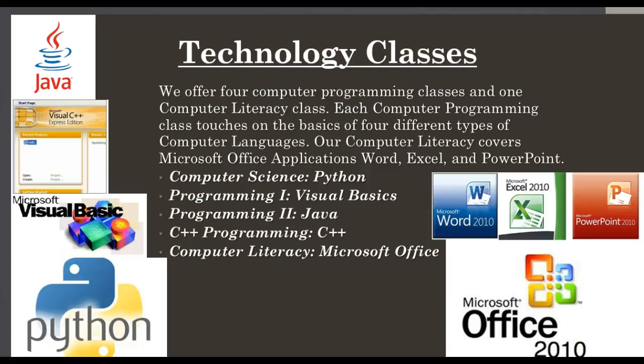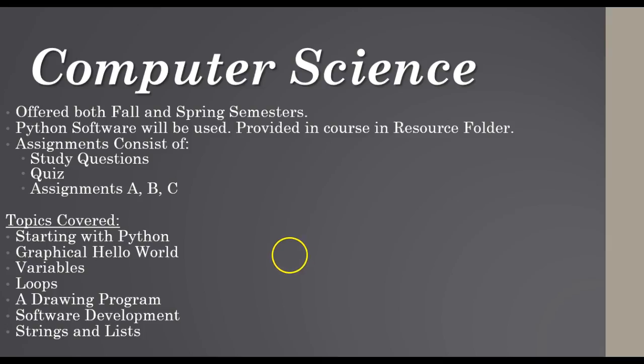If you don't have Microsoft Office at all on your computer, one nice thing is you can use OpenOffice, which is a free software download online, which is pretty much similar to Microsoft Office, but a little more basic than that. So to go a little more in depth in each class, computer science is our basic computer programming class.